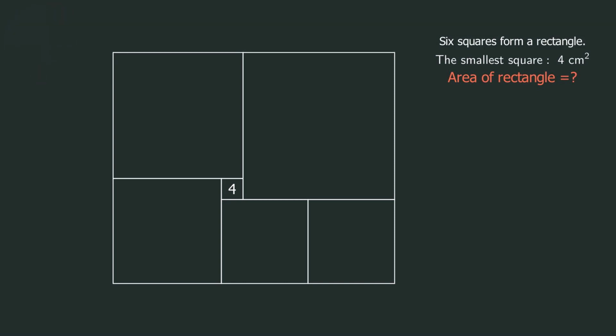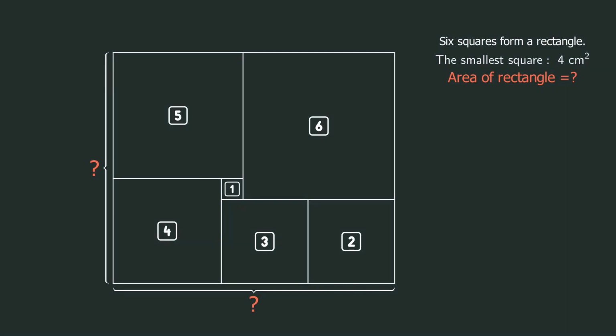Okay, let's get started. To know the area of the rectangle, we need to know its length and width first. It seems a bit far from the given conditions. Don't worry, first let's number each square. Currently, we can only calculate that the side length of the first square is 2 centimeters. Let's take it step by step.